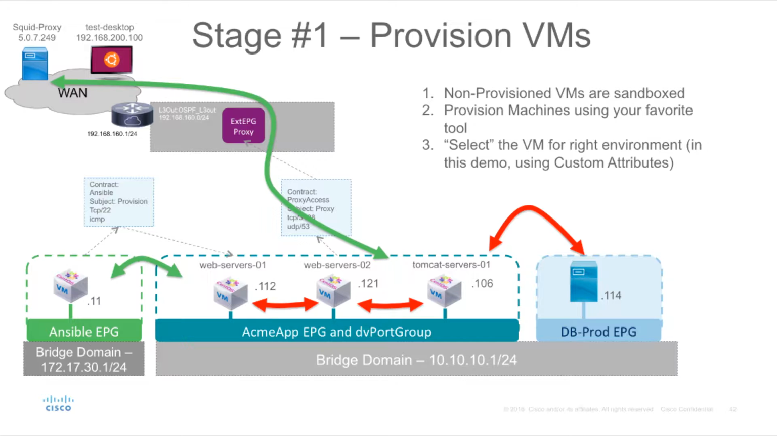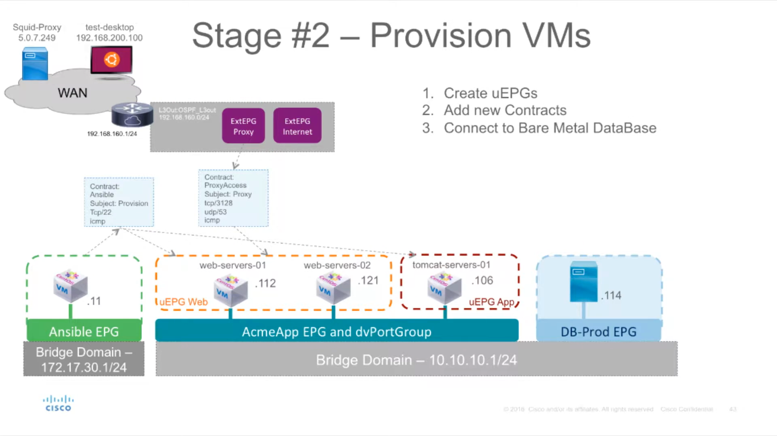Once the VMs have provisioned, they will have the right setting for them to be in the right environment thereafter. In this demo, we will be using custom attributes for this purpose. So web server virtual machines will have a custom attribute that indicates they're part of web. Tomcat servers will indicate that they're part of app. Once the virtual machines have provisioned, we will use the vCenter plugin for creating new micro-EPGs. We will create 2 micro-EPGs, one for web and one for app.